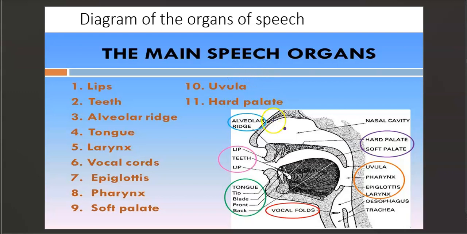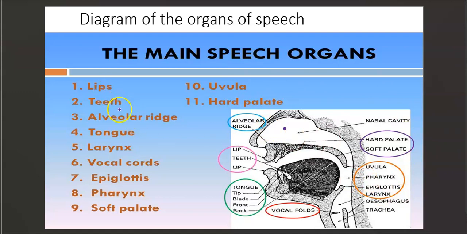Okay, so now let's move on and look at these organs. First of all, I'll read what I have here. We have the lips, the teeth, the alveolar ridge, the tongue, the larynx, the vocal cords, the epiglottis, the pharynx, the soft palate, the uvula, and the hard palate. Okay, so look at this drawing. Let's focus on the ones we looked at.